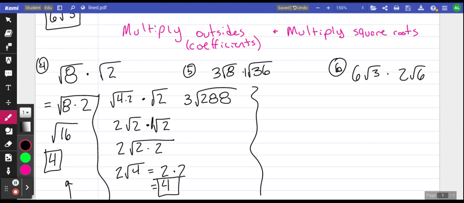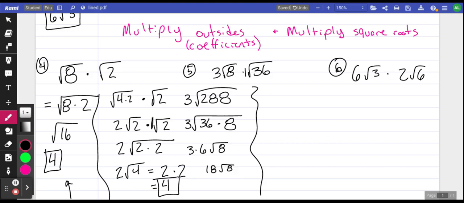I don't know, but I could look at my factor sheet and see, okay, 288 divided by 8 is 36. Well, I just did that, so I should know that. So 36 times 8. 36 is my perfect square. That's why I want to take that number out. Okay, the square root of 36 is 6, so 3 times 6. Square root of 8. 3 times 6 is 18.